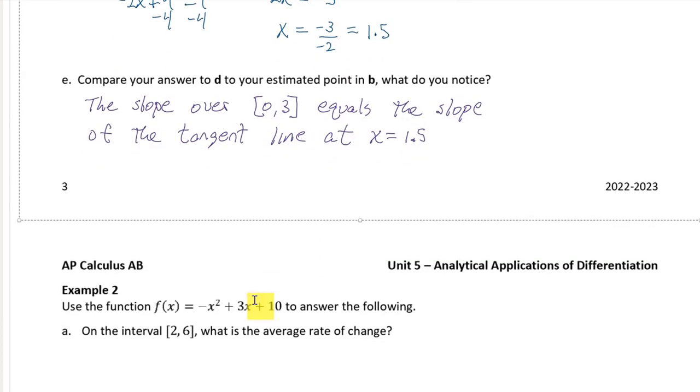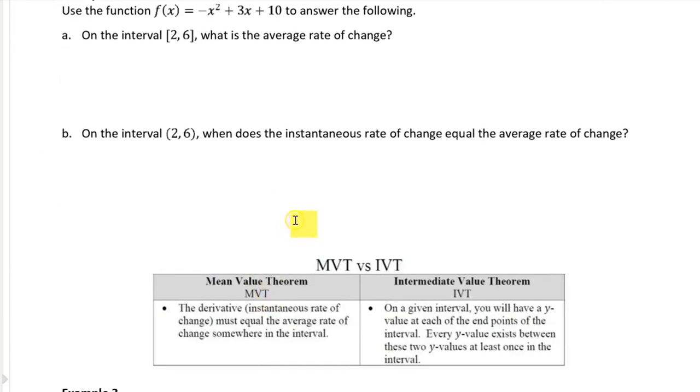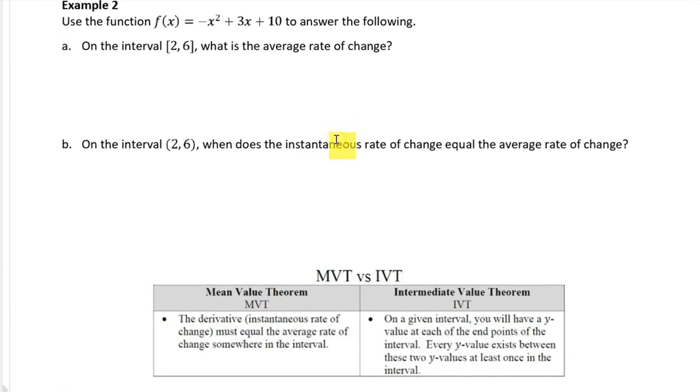All right, let's take a look at some examples here. Example number 2 says use the function f of x to answer the following. On the interval from 2 to 6, what is the average rate of change? An average rate of change just means calculate the slope. So here we go. We need f of 2 and f of 6. So f of 2 is equal to negative 2 squared plus 3 times 2 plus 10. And if you do your math on there, you're going to end up here with 18.